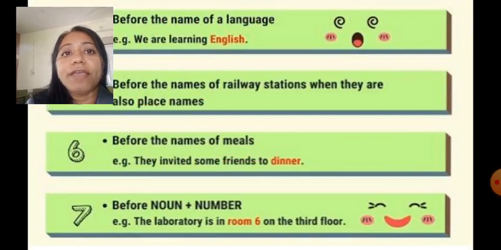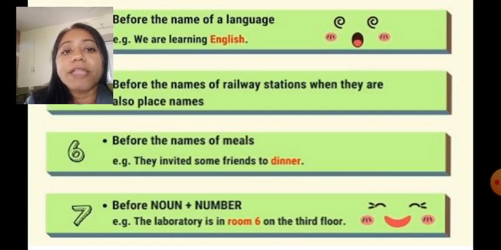Before the name of a language, for example, we are learning English. We will not say we are learning the English, a English or an English. Before the name of a railway station or the name of a place. Next, before the names of meals, they invited some friends to dinner. Here we will not use any article before dinner.